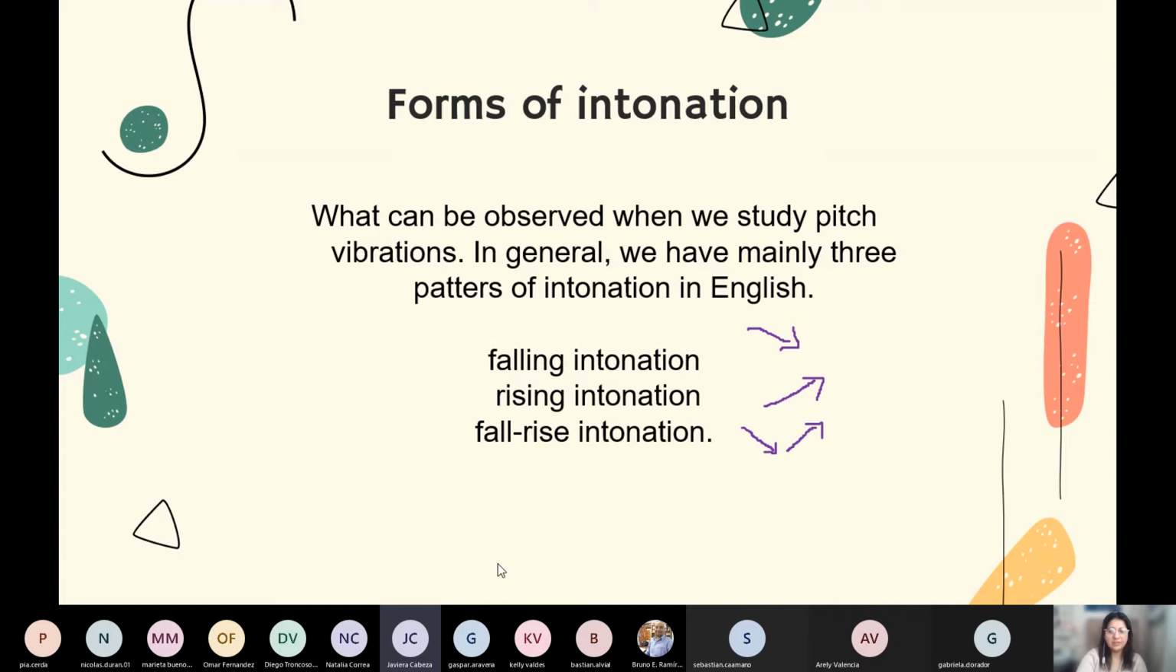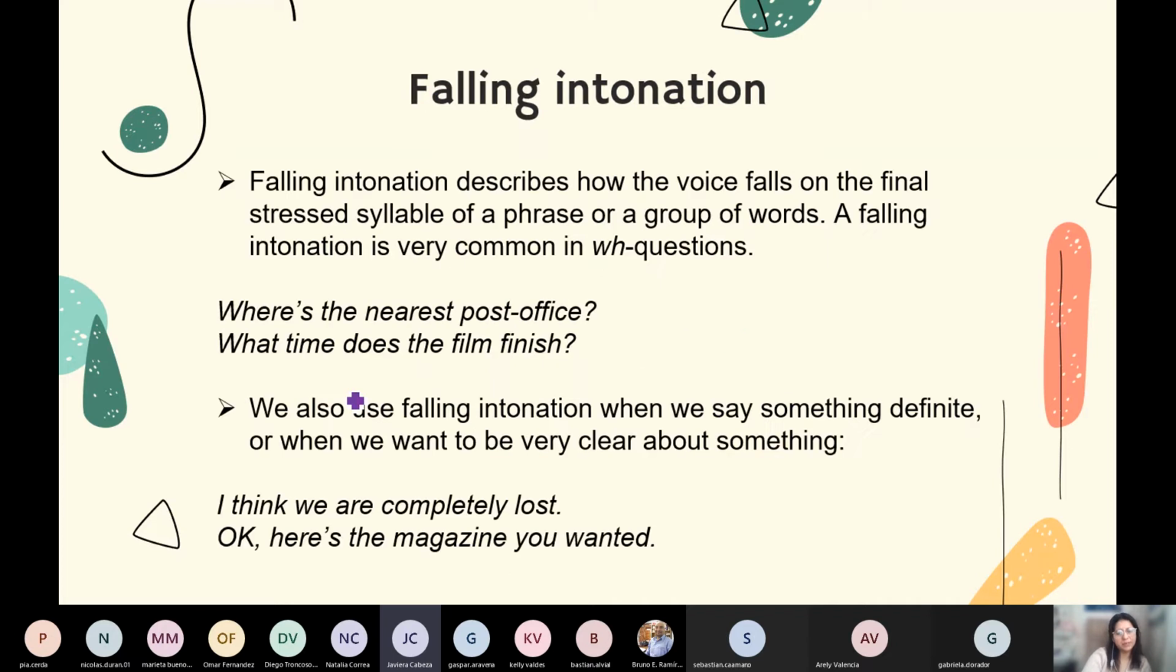Here we have the first one more in detail and when we are supposed to use it. And it's the falling intonation.